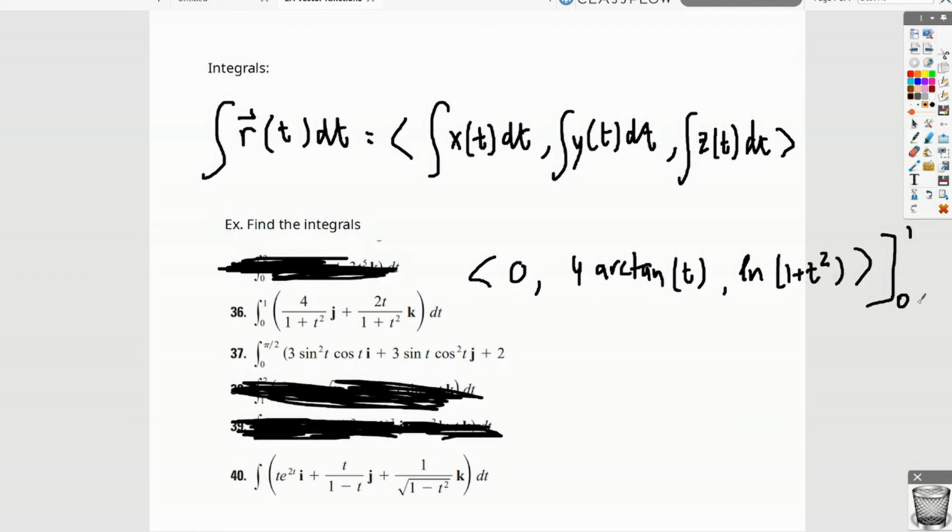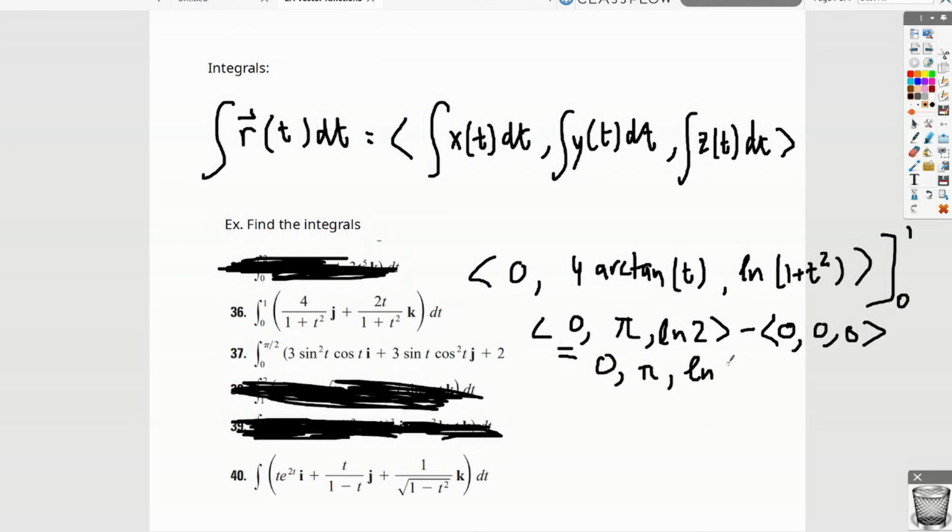So what's arctan of 1? Arctan of 1 is exactly pi over 2. No, not pi over 2, I'm sorry. It's pi over 4. So that means this is pi. And then this is natural log of 1 plus 1, which is natural log of 2. And then minus 0. Arctan of 0 is 0, and ln of 1 is 0. So you'll just get pi, natural log of 2. That is your integral.